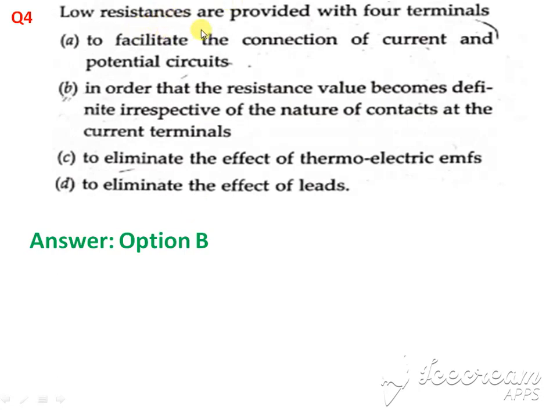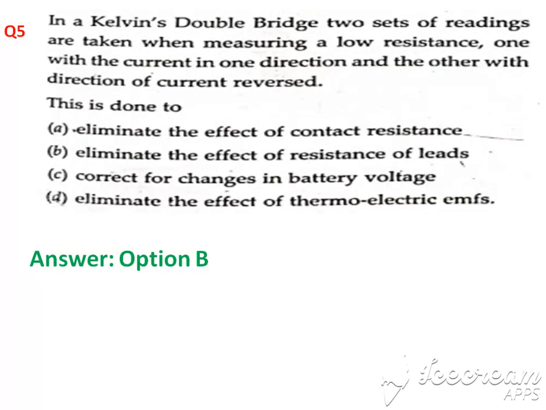Question number 4. Low resistances are provided with 4 terminals. Option A, to facilitate the connection of current and potential circuit. Option B, in order that resistance value become definite irrespective of nature of the contact at the current terminals. Option C, to eliminate the effect of thermoelectric EMF. Option D, to eliminate the effect of leads. So the correct answer for this question is option B, in order that resistance value become definite irrespective of nature of contact at the current terminals. Option B is the answer.